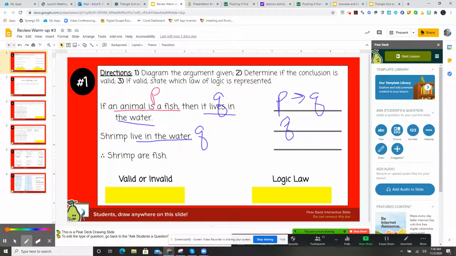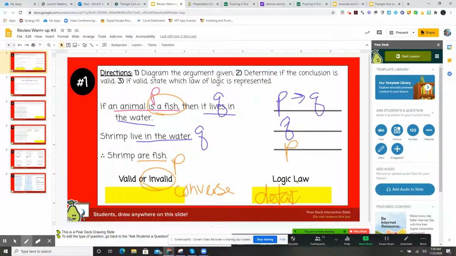Then I go to the next thing. Shrimp are fish. The are fish is the same as is a fish. So that's my P. This is the converse. I've just changed the order. PQ turns into QP. Converse is not valid. This is detachment, something close to that anyway. And it's not good detachment, so it's not valid because it's the converse, right?